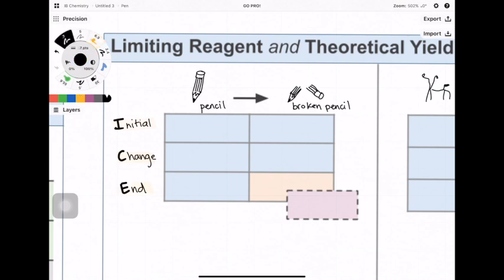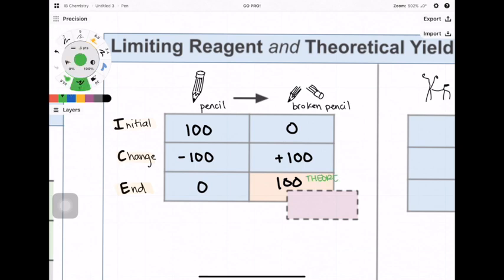I have a pencil turning into a broken pencil, and I've created a table where we have the initial amount, the change, and the ending amount. I've started out with 100 pencils. I am changing those 100 pencils into broken pencils, so negative 100 and then positive 100 to show they're turning into that. And at the end I have 0 pencils and 100 broken pencils. That is my theoretical yield. It's how much I should theoretically get.